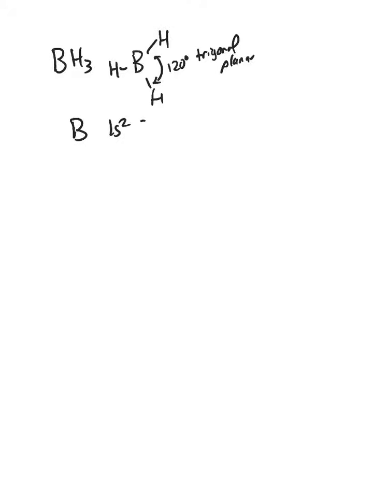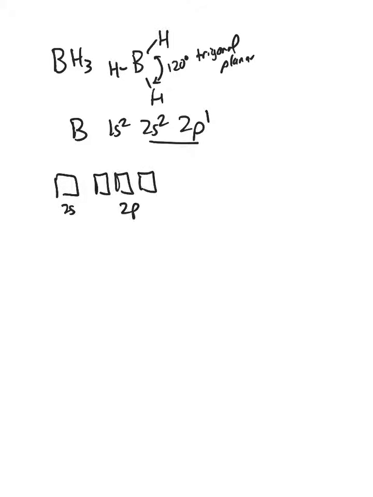Boron, 1s2, 2s2, 2p1. All we care about are those valence electrons. So there's my 2s and my trio of 2p orbitals. So there are my 3 electrons. That's boron in the ground state. I'm going to give it some energy. I'm going to promote an electron. So there's my 2s, and those are my 2p. So you've got 1, 2, 3 electrons. So I'm promoted.